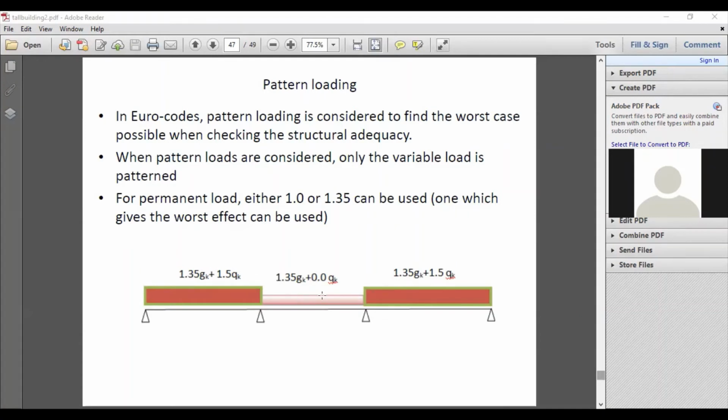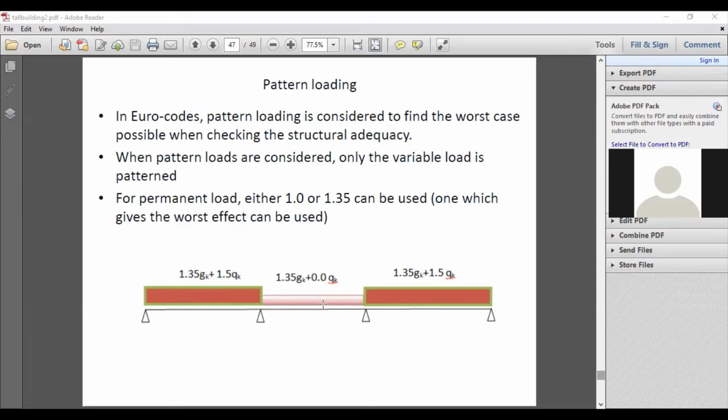But here in the next span, we use 1.35 GK plus 0 QK. So this is how we create pattern loading to get the maximum bending moment. And then you'll ask why we are having this extra frames analyzed. Can't we get the bending moments and shear forces on beams directly from the 3D model that you would make for the structure?